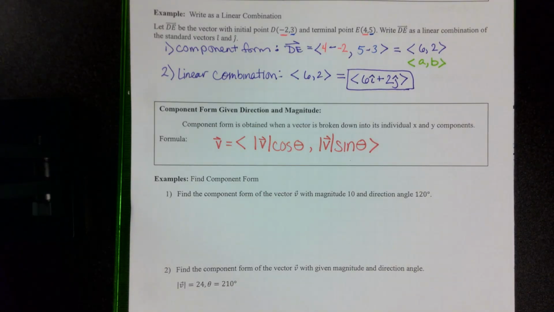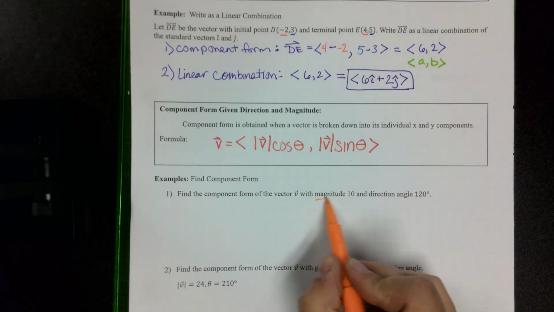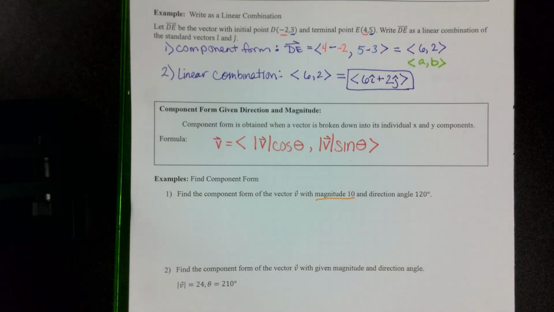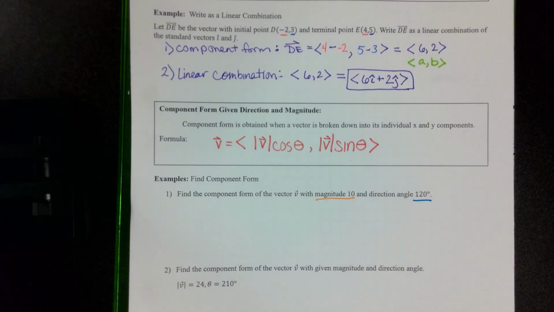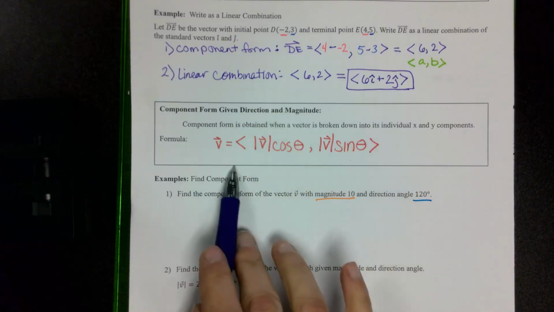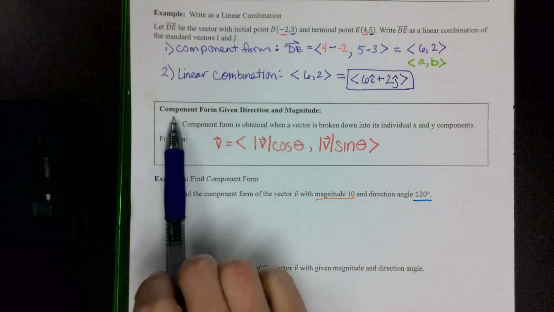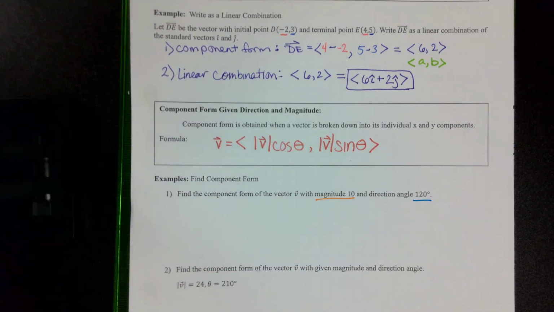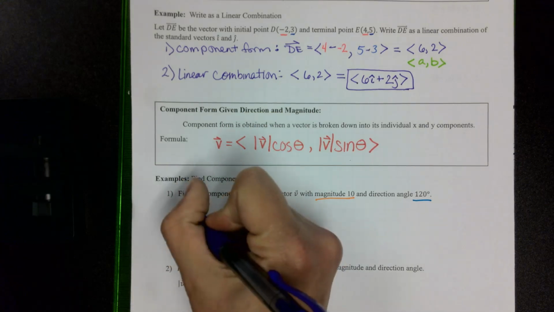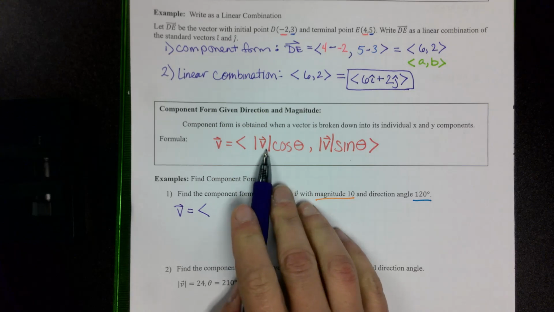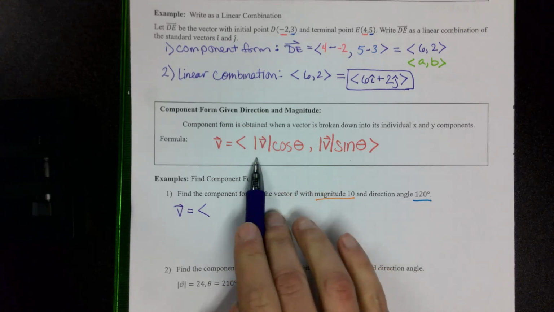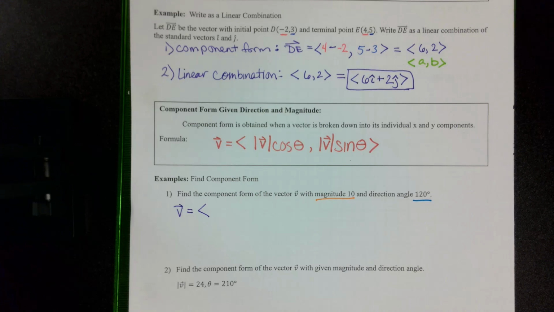All right, so we're going to find the component form of the vector v with magnitude 10. That looks important. We have a magnitude of 10 and a direction angle of 120 degrees. We're going to use this formula to write the component form given direction and magnitude. The vector v equals, the symbol denotes magnitude. I have the magnitude, it's 10, so I'm going to put in 10.